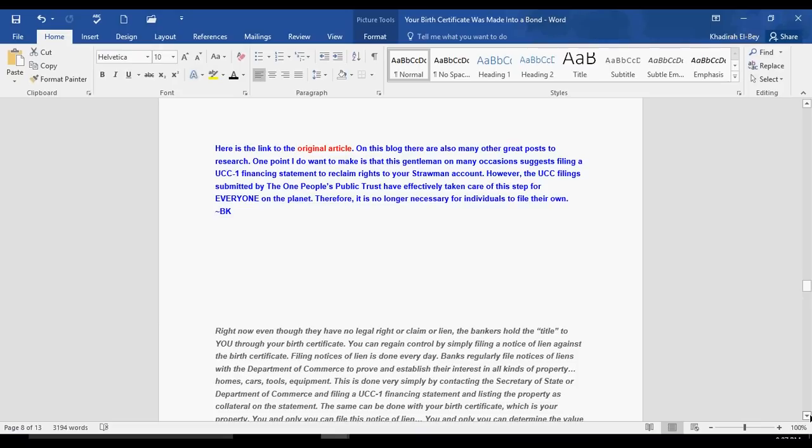One point I did not want to make is that the gentleman on many occasions suggests filing a UCC-1 financial statement to reclaim rights to the straw man account. However, the UCC submitted by the so-called One People Public Trust has effectively taken care of these steps for everyone on the planet. Therefore, it's no longer necessary for individuals to file their own UCC, which I don't necessarily recommend.